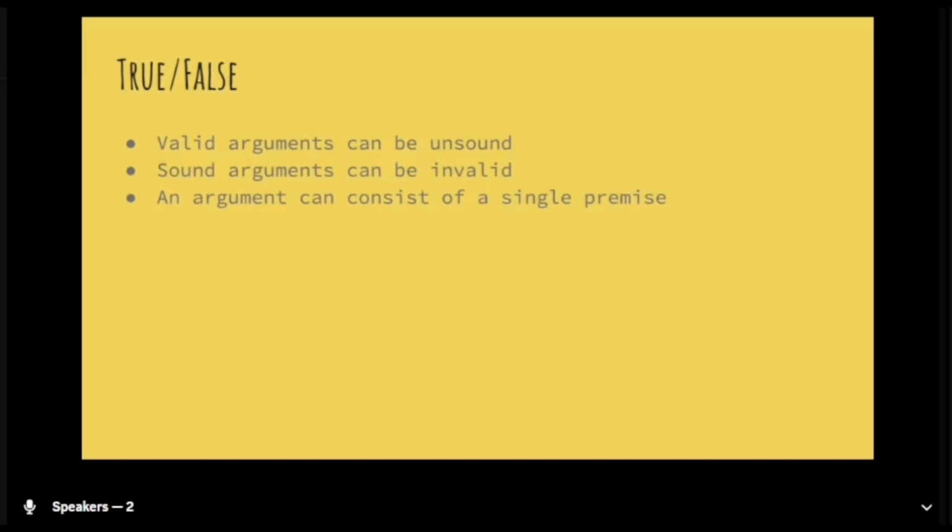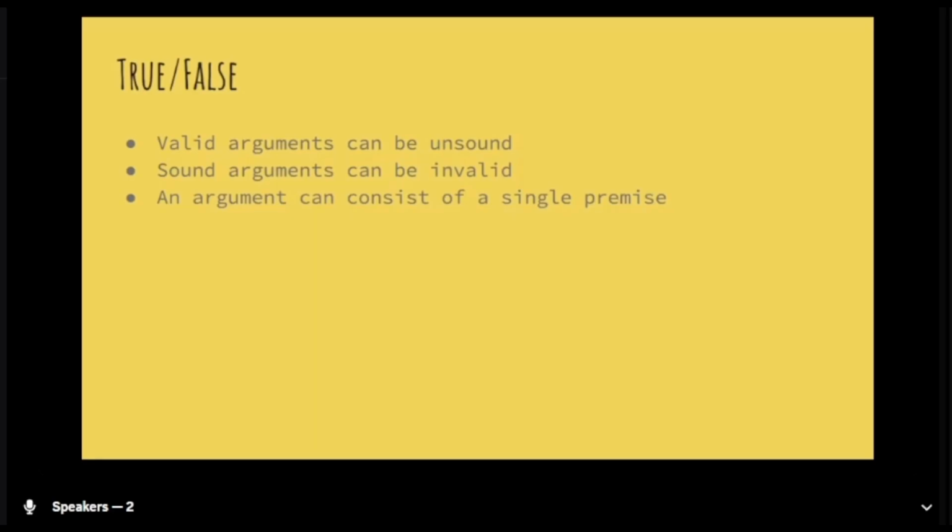I've got true and false here. Valid arguments can be unsound. True, yeah. An argument can have a good structure, but one or more premises can be false. Sound arguments can be invalid. True or false? No, that's not true. A sound argument also must be valid. Correct. A sound argument is by default valid because it's both valid and all the premises are true. The conclusion logically follows from the premises.